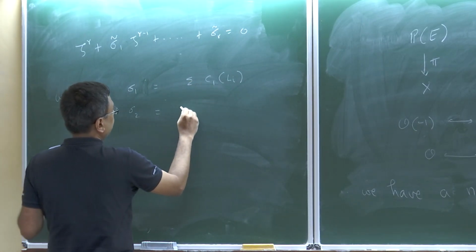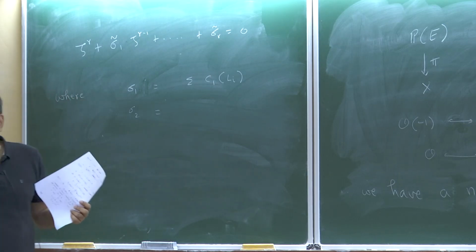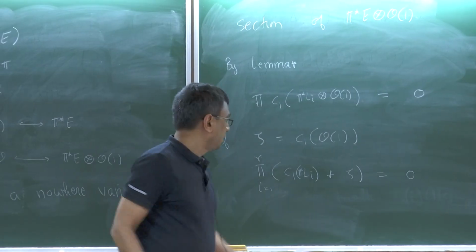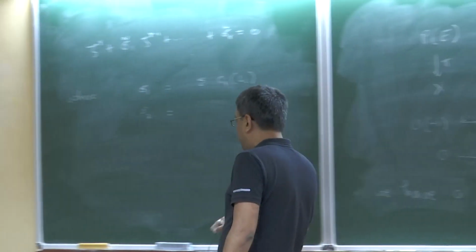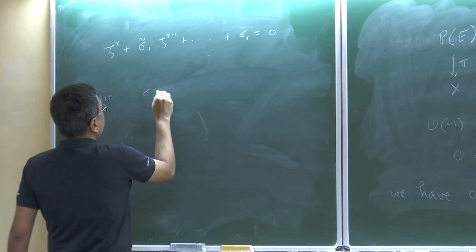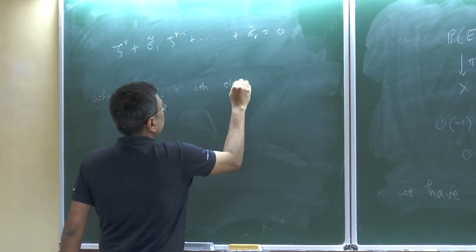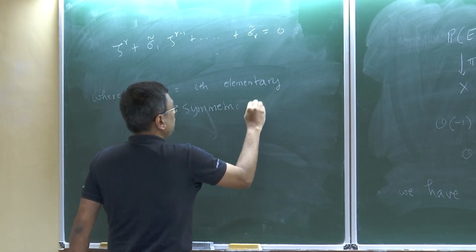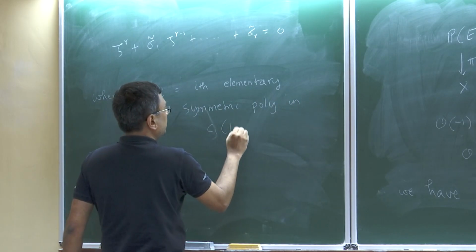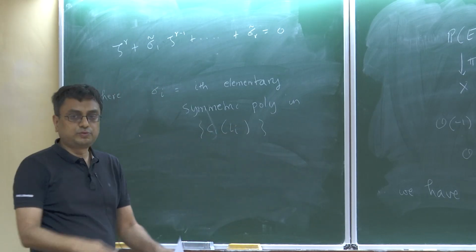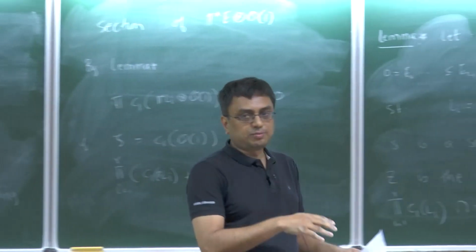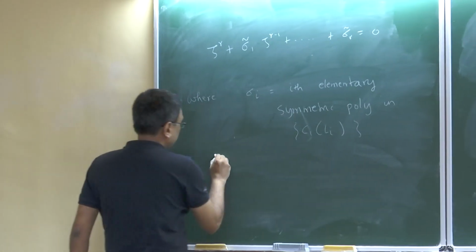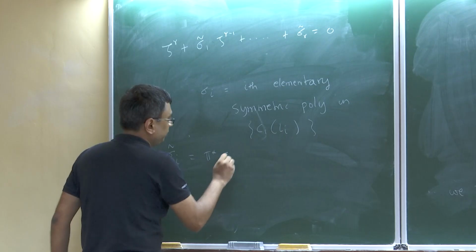Sigma 2 is the sum of pairwise products, right? So how will this expansion look? Zeta plus, let's say, C1 of Li. Of course here it's pi upper star. So sigma I is the ith elementary symmetric polynomial in C1 of Li. So these are R many, and I have to take elementary symmetric polynomials. The first one is the sum, the second one is the sum of the pairwise products, and so on. And sigma I tilde is the pullback, pi upper star of sigma I. Okay, so that is the notation.